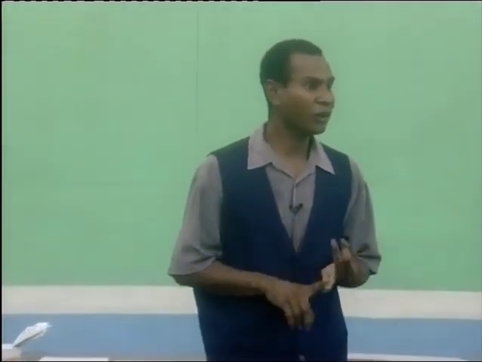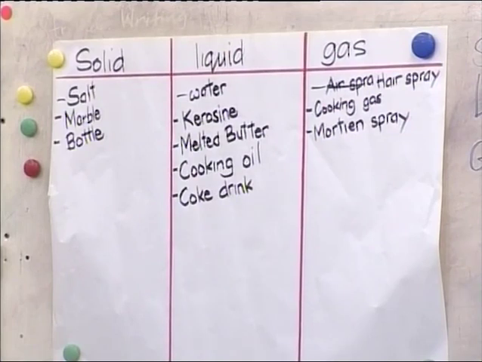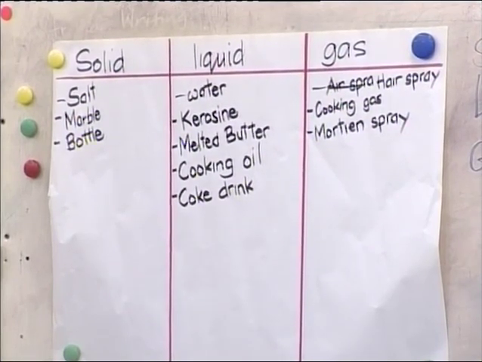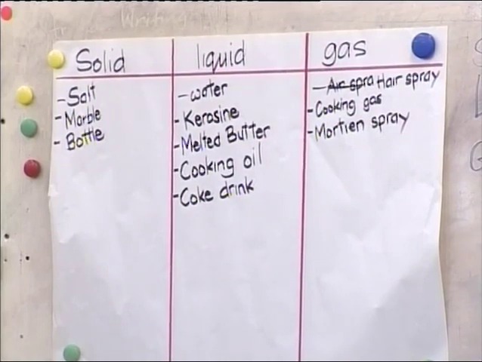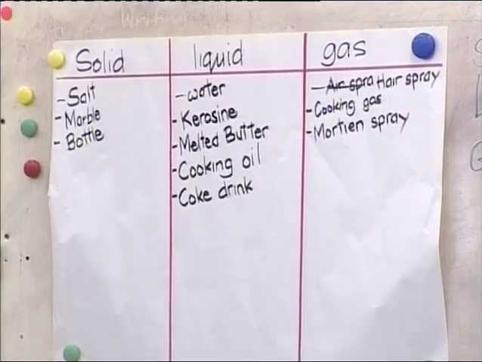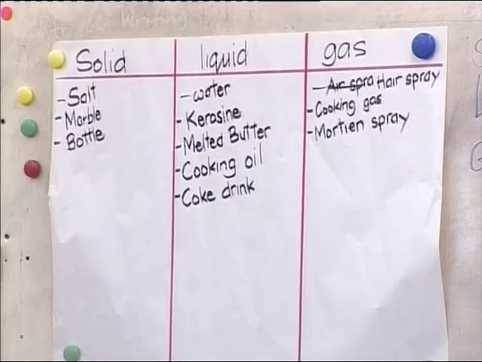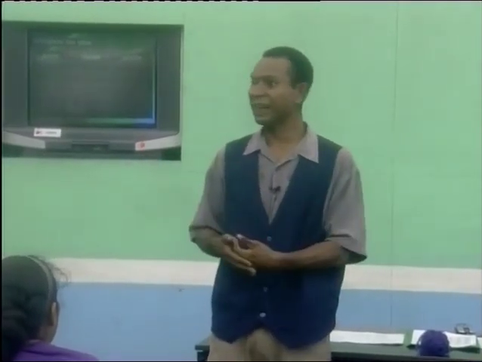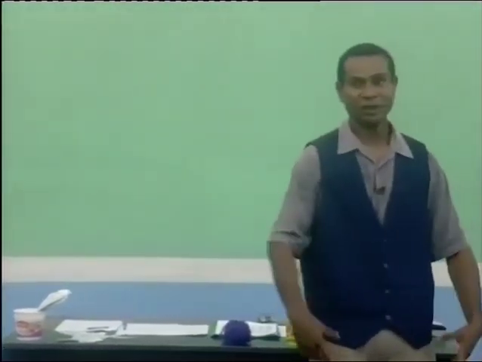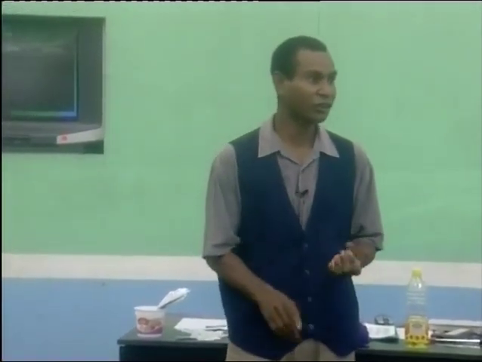Does solid have more substances, or liquid, or gas? From your discussion and on your table. Solid. Liquid. Okay. Good. We said solid and liquid. So every day, we use most of the things that are solid and liquid. We use a little of the gases, like hairspray, cooking gas, and mosquito spray. But most things that we use every day are either solids or liquids.